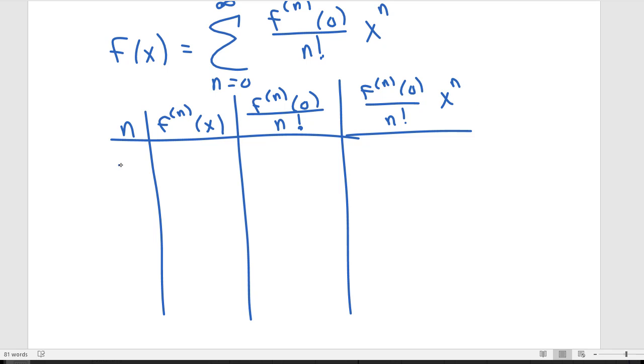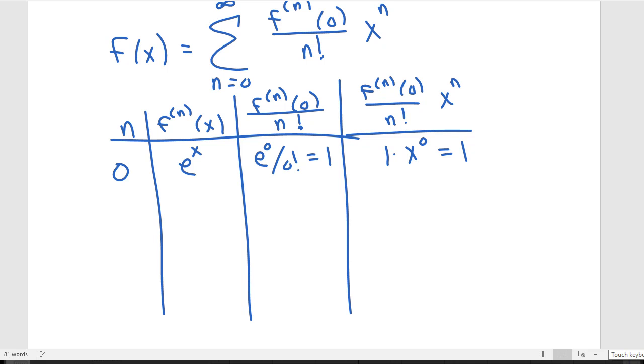If I start at n equals 0, that's the original function, the 0th derivative. When I plug 0 into that, I get e to the 0, and I divide by 0 factorial. Anything to the 0 power is 1, and 0 factorial is 1. So my first coefficient is 1 times x to the 0, which is just 1.